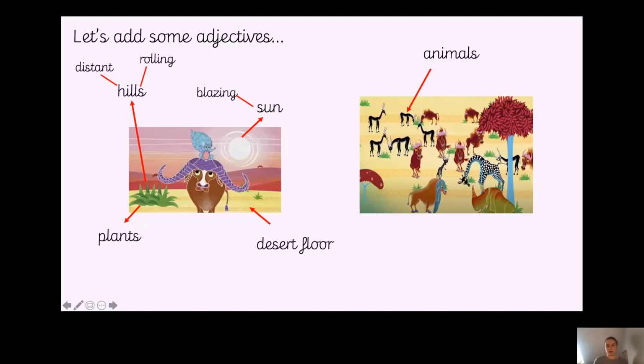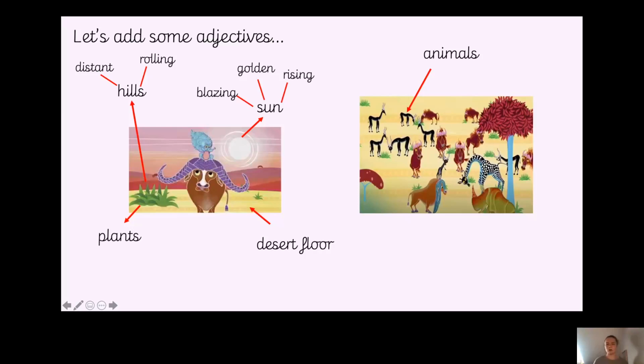Now, what else could I use to describe the sun? Well, I'm also going to describe it as golden. And as well, it looks like it's rising, doesn't it? So therefore, we're going to describe it as rising. So I've got the blazing sun, the golden sun, and the rising sun.